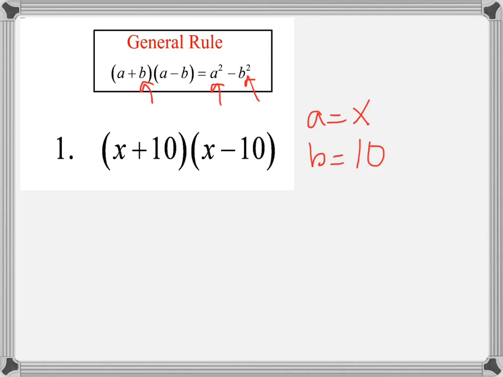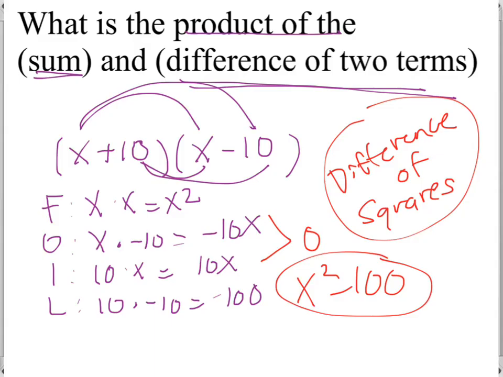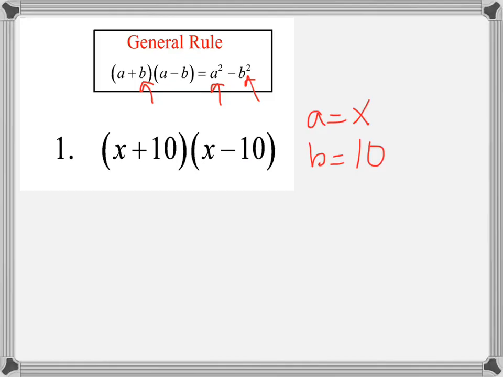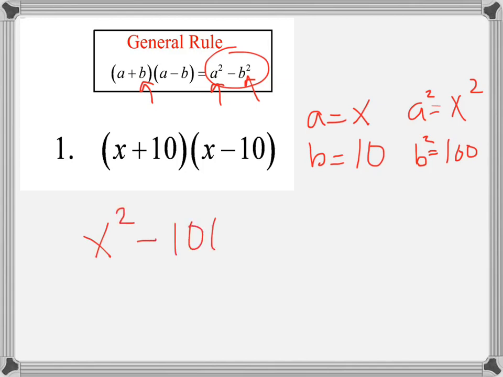So here we saw that a squared, if a is x, then a squared is x squared, and if b is 10, then b squared is 100. So just putting that into the formula here, a squared would be x squared minus b squared would be 100, and that's what we had before.